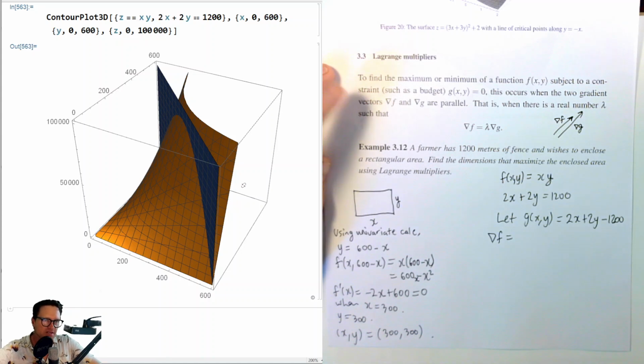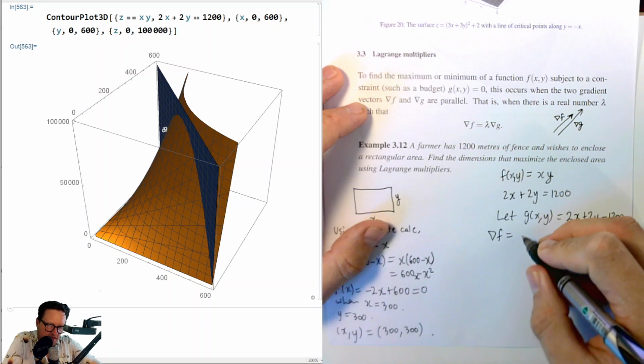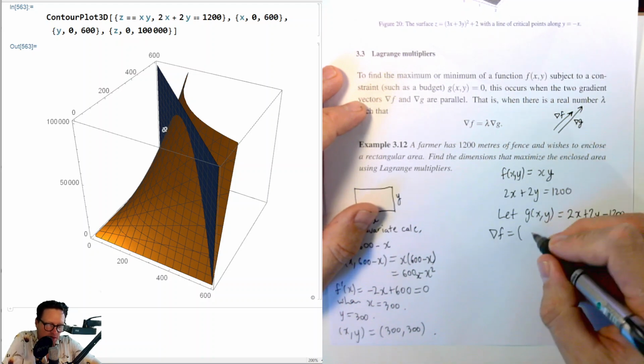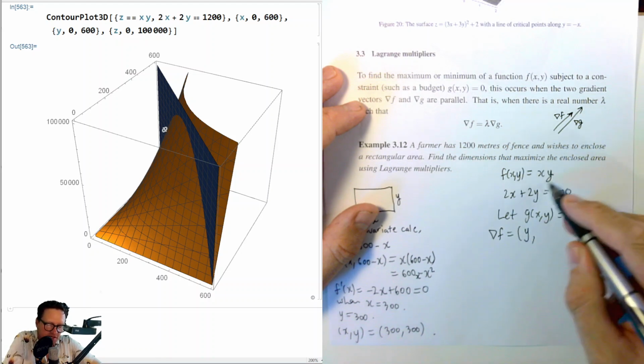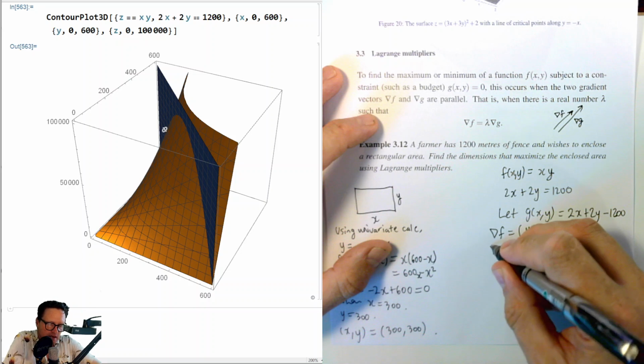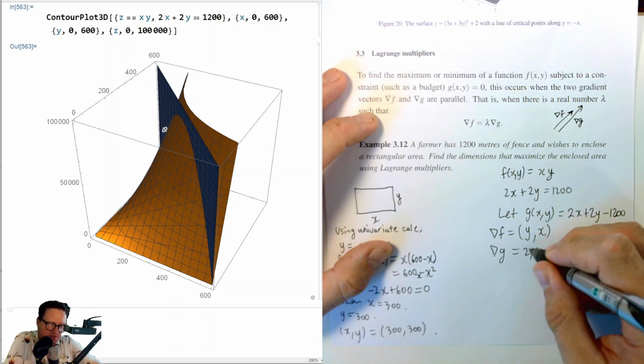All right, so in terms of gradient vectors, the gradient vector would point out this way or this way, perpendicular to a contour. Right, so let's have a look at that. So the gradient vector here, differentiating this f with respect to x partially, we've got y. Differentiating f with respect to y partially, we have x. Now grad g is equal to 2, 2.